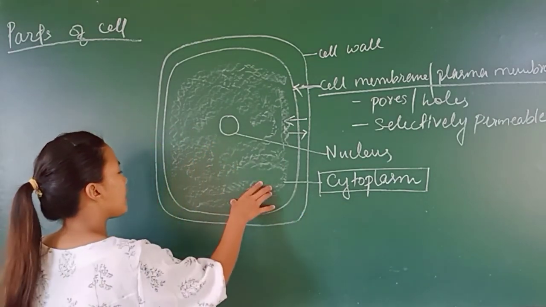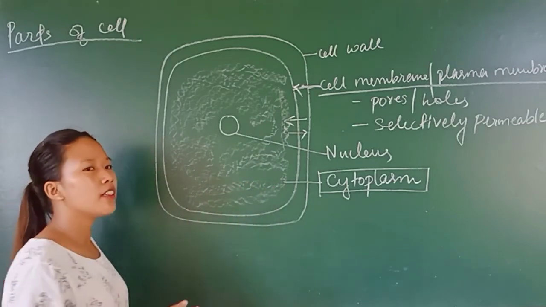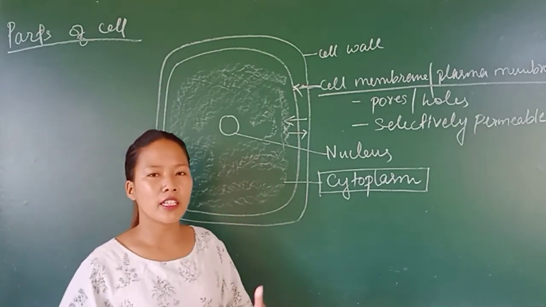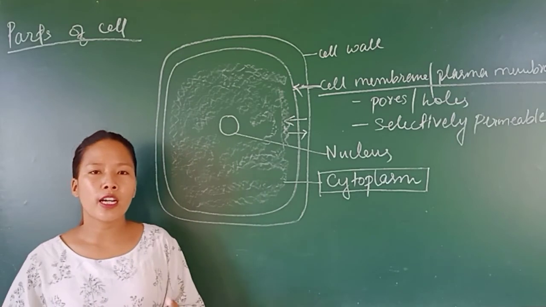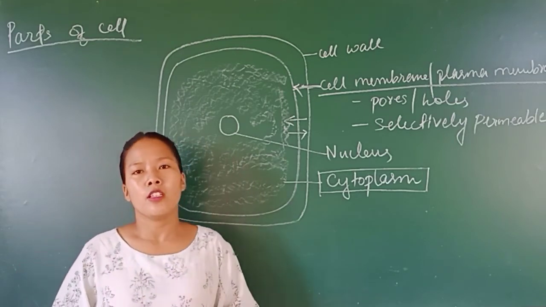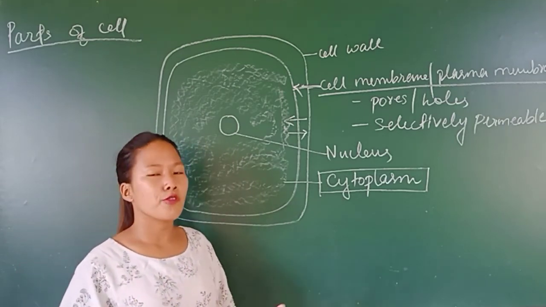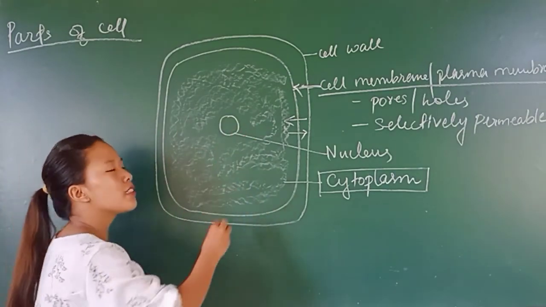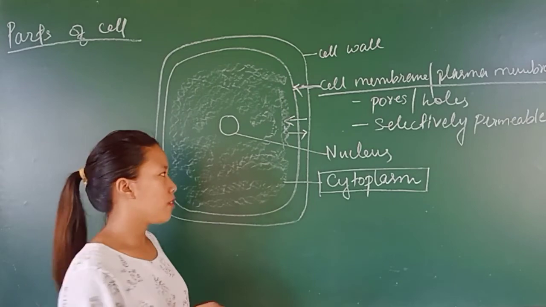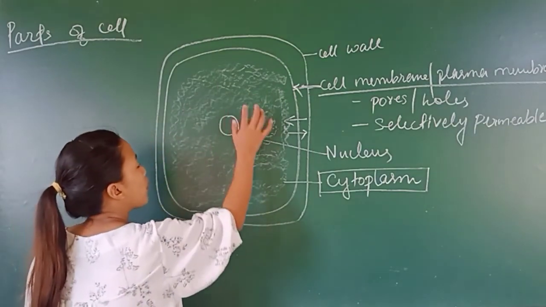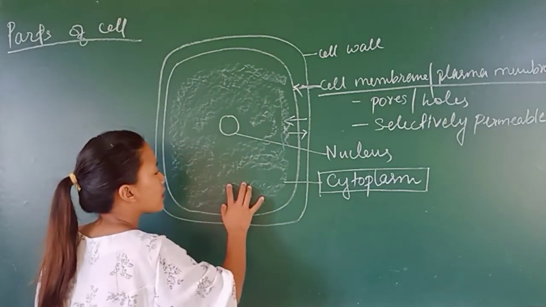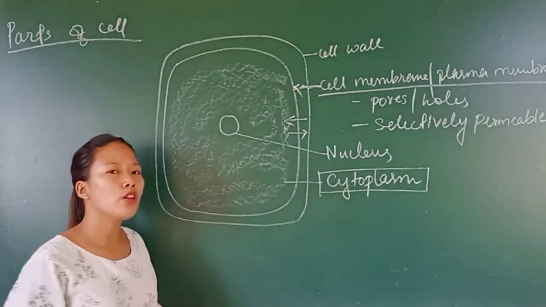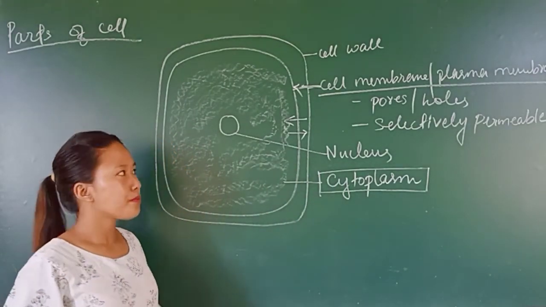In this cytoplasm, you will have many other cell organelles like mitochondria, Golgi apparatus, endoplasmic reticulum, and ribosomes. All the small structures, the different types of structures found inside the cytoplasm, are called cell organelles.